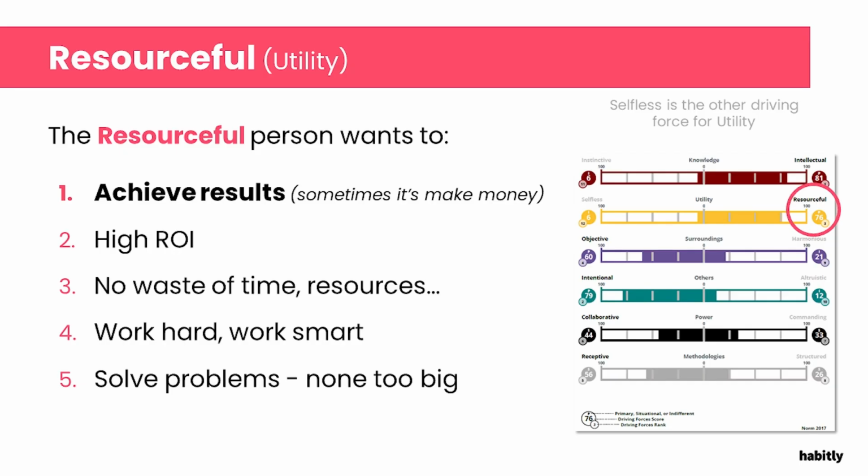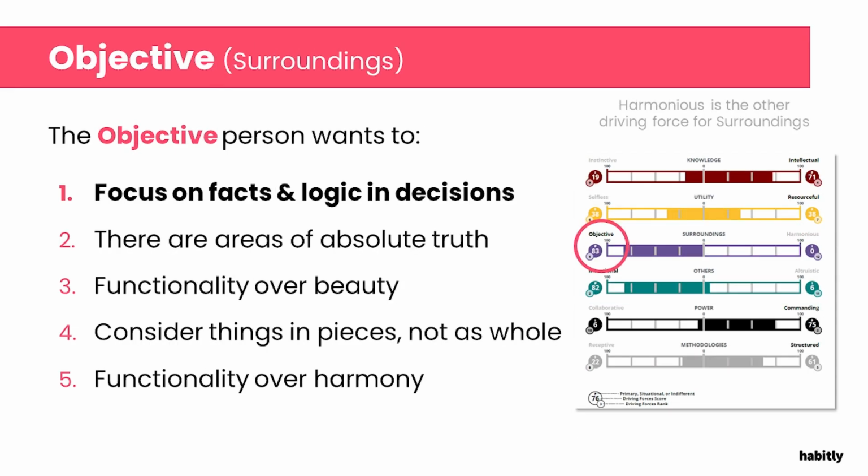So that's fine. On the aesthetic value or motivator, on the low end side is the objective person. This is a person who wants to focus on facts and logic in decisions. They're more into the functionality over the beauty or the artistic nature of something.